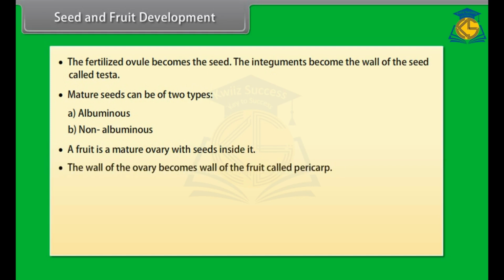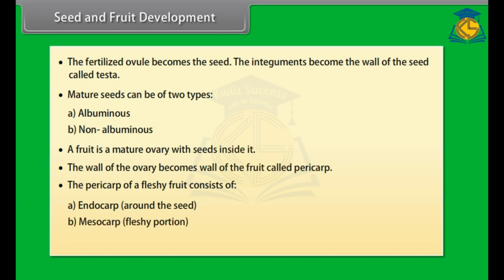The wall of the ovary becomes the wall of the fruit, called pericarp. The pericarp of a fleshy fruit consists of A. Endocarp, around the seed, B. Mesocarp, the fleshy portion, C. Exocarp, the skin.